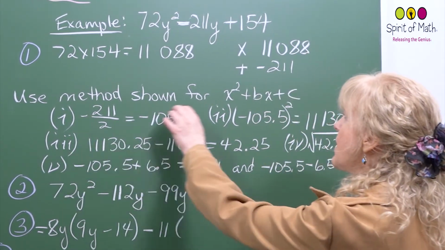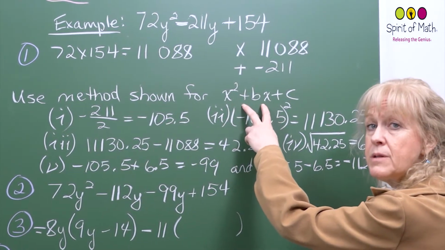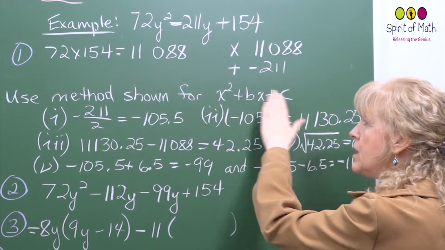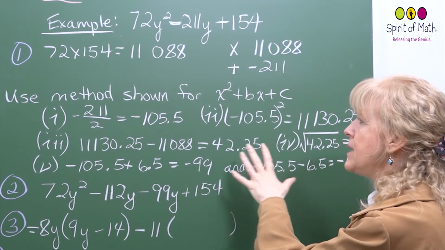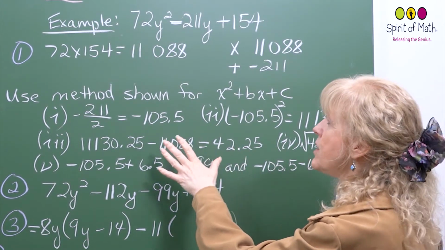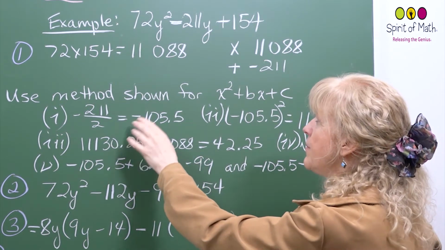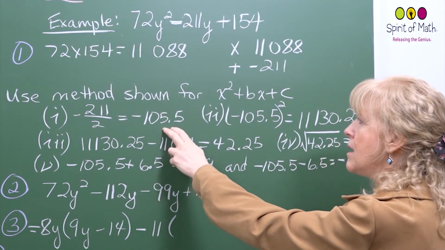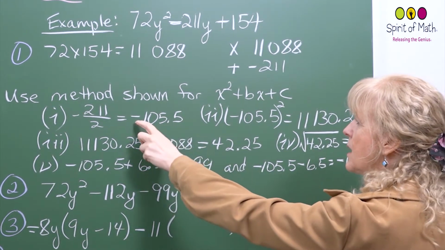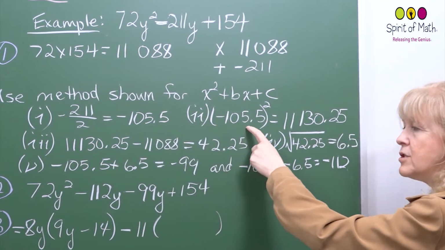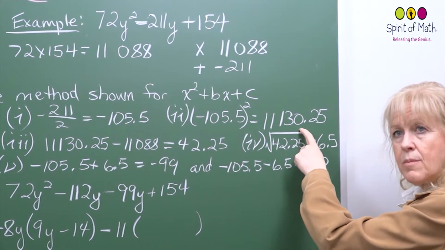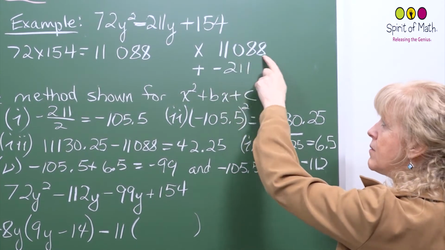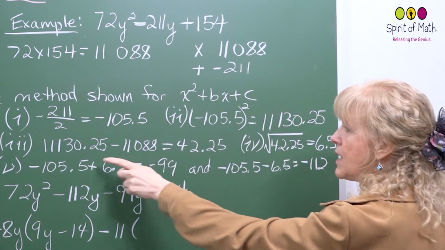And so we're going to use the method shown for the ax squared plus bx plus c, or for the x squared plus bx plus c. So that's in another video, and in this video basically, we're going to go through it. So what you do is you basically take 211, you divide by 2, you get that number, negative 105.5, don't forget the negative. And then the second part is you square it. So we've got this number here. You take that number, you subtract it from what you need to multiply to, 11,088.